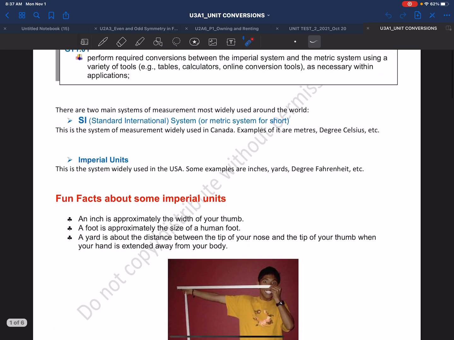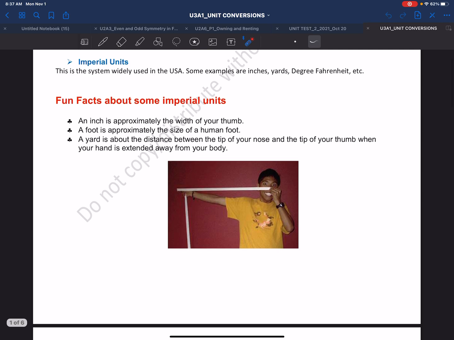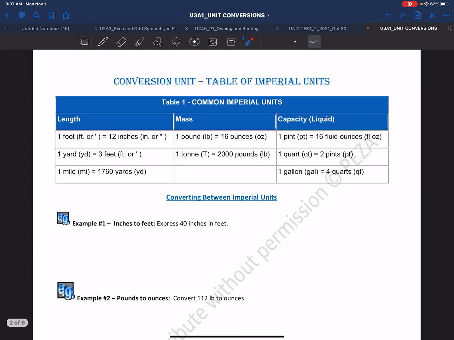So a few facts about imperial units. 1 inch is approximately the width of your thumb. A foot is approximately the size of a human foot, and a yard is the distance between the tip of your nose and the tip of your thumb when your hand is extended away from your body. That's 1 yard. So we're going to get started with converting units within the imperial system.